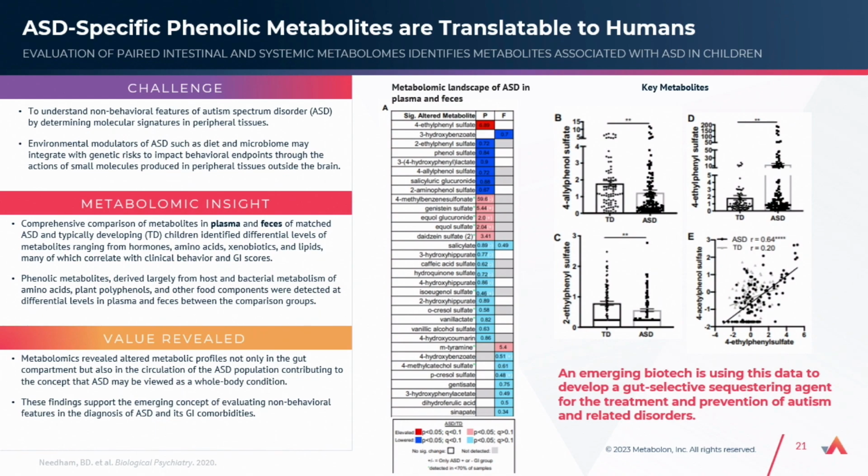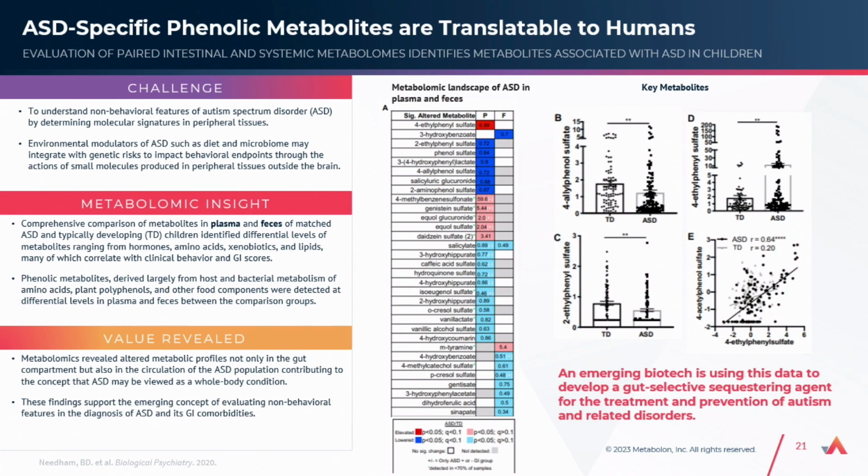The heat map in the middle here is looking at plasma, P, and feces, F, seeing if the levels of many different metabolites were altered in ASD patients, so ASD children, or TD children, meaning typically developing children. You can see the top one in red in the plasma is significantly elevated, again 4-EPS, 4-ethyl phenylsulfate. The same data is in the top right box plot for 4-EPS, and you can see some of the other microbially derived box plots showing similar trends.